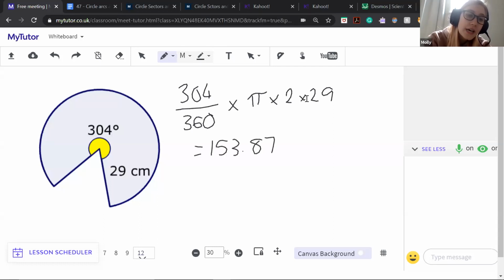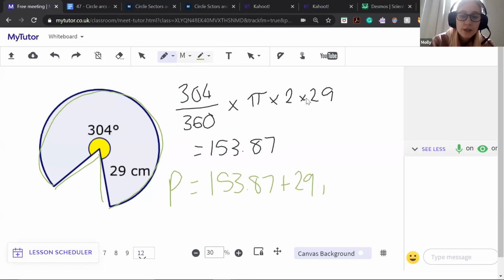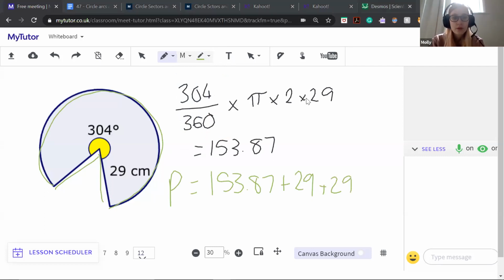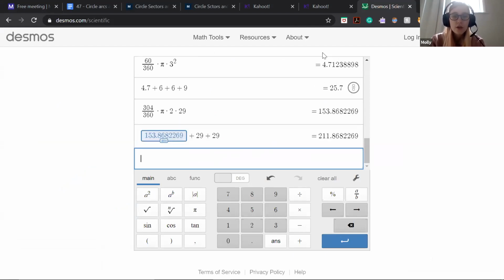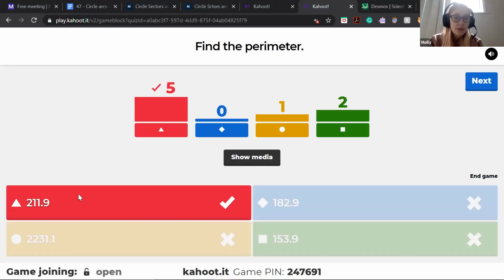And then to find the perimeter, so that's found us this bit here. But then for the perimeter, we need these two bits here as well, and those are both 29 because the radii are both the same. So the perimeter is our arc length, add 29, add 29. So let's do that. Our answer, add 29, 211.87, or 211.9, which is what it was on here.